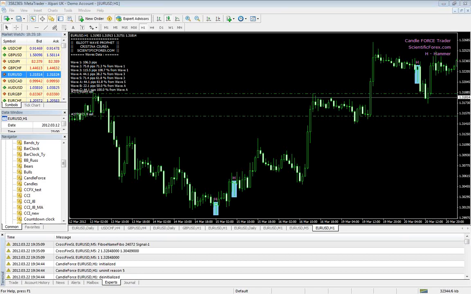Michael also says that shooting star is the opposite of hammer. Yeah, maybe this is why I like it more. Yes, definitely shooting star is the opposite of hammer.